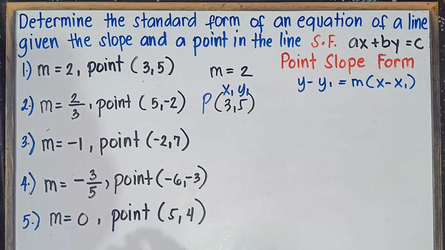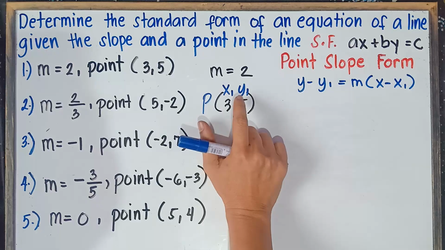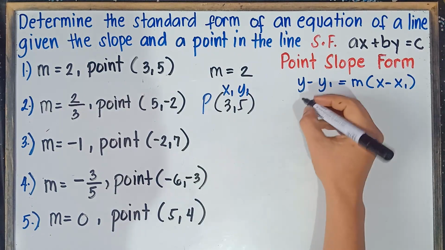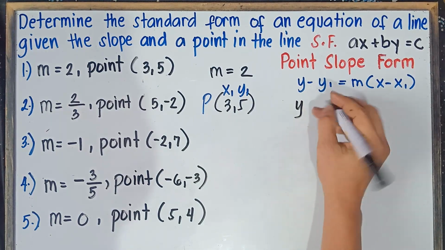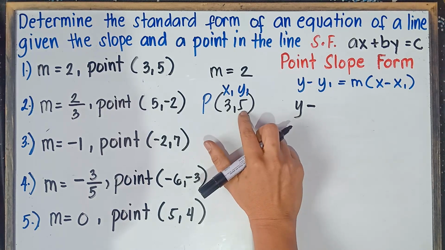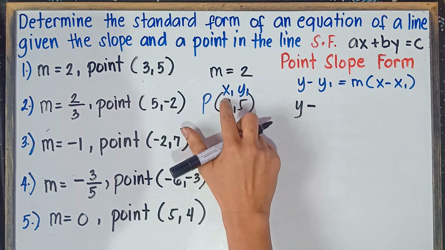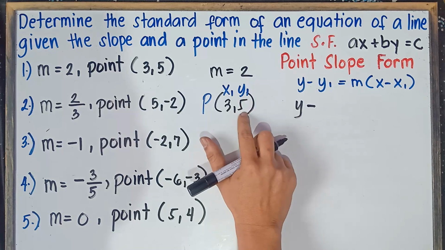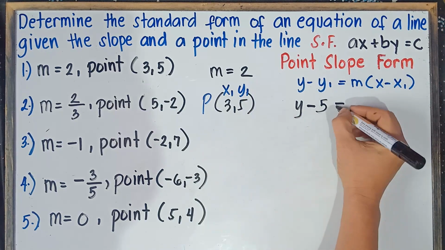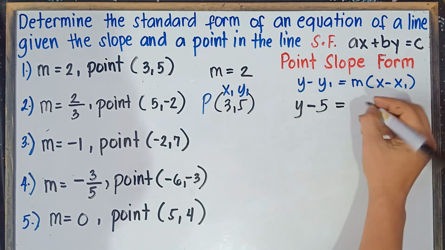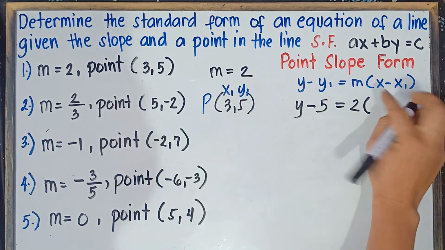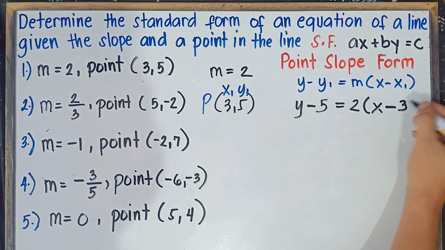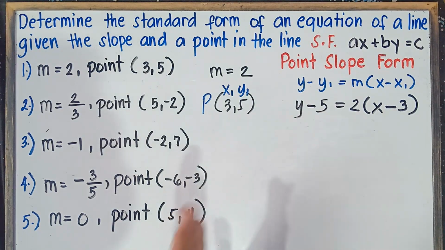Simply substitute the value of m and then the values of x sub 1 and y sub 1 in this given equation. Alright, let's do that. Simply copy y, copy the minus sign, and then the value of y sub 1, that would be 5. Copy the equal sign, and then the slope, that would be positive 2. Open parenthesis, copy x, copy the minus sign, and then the value of x sub 1, that would be 3, and then close parenthesis.